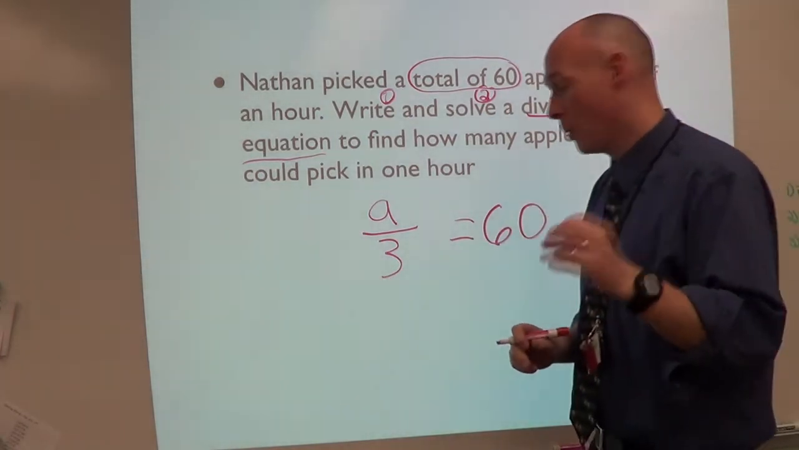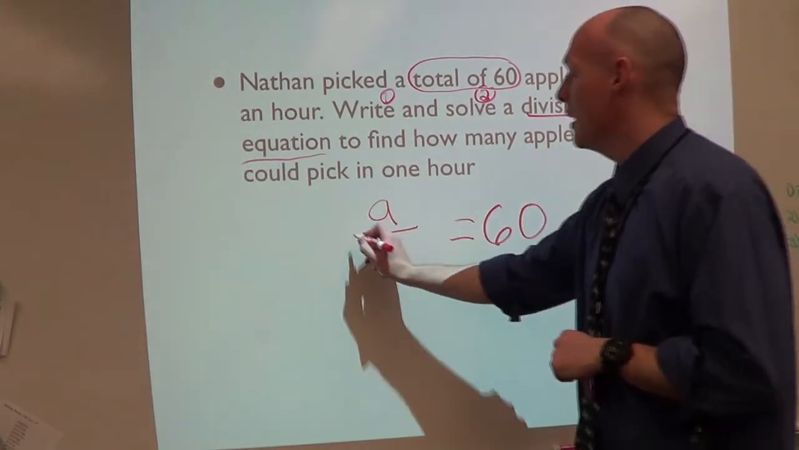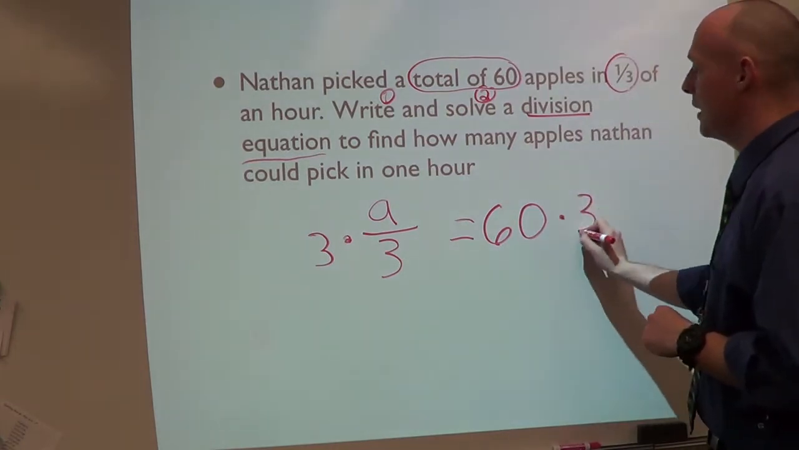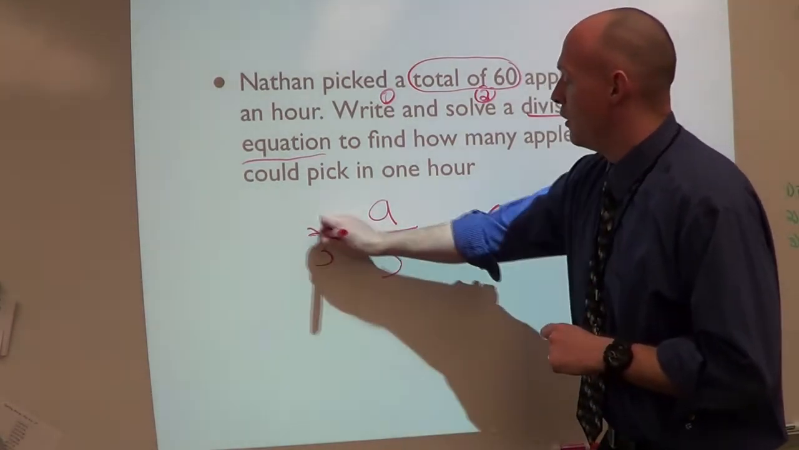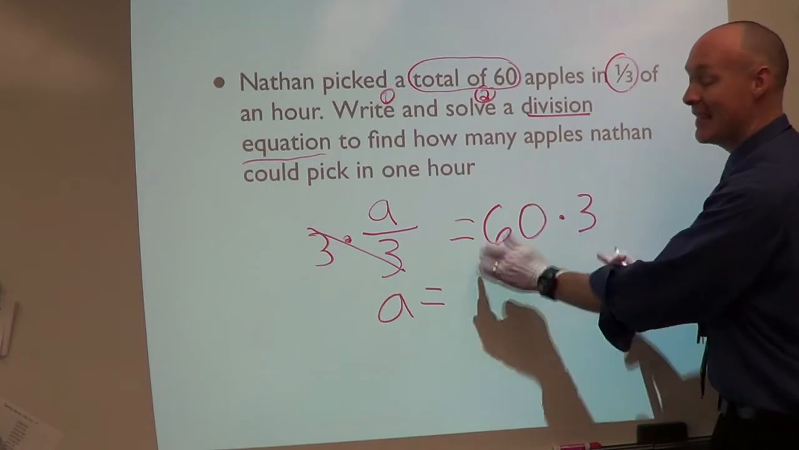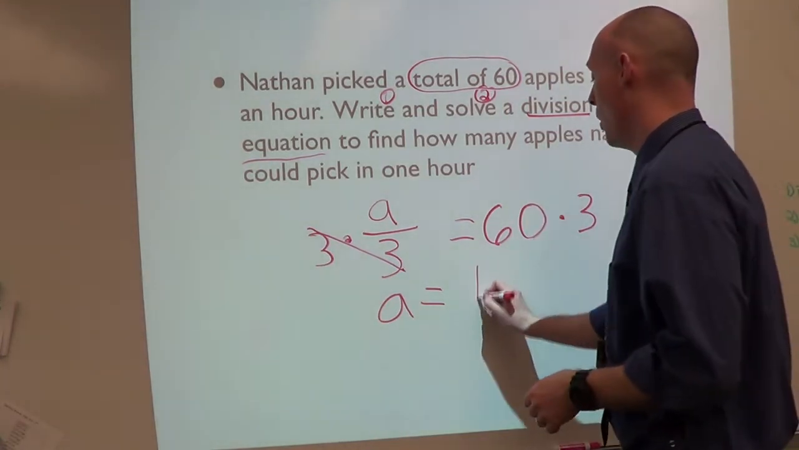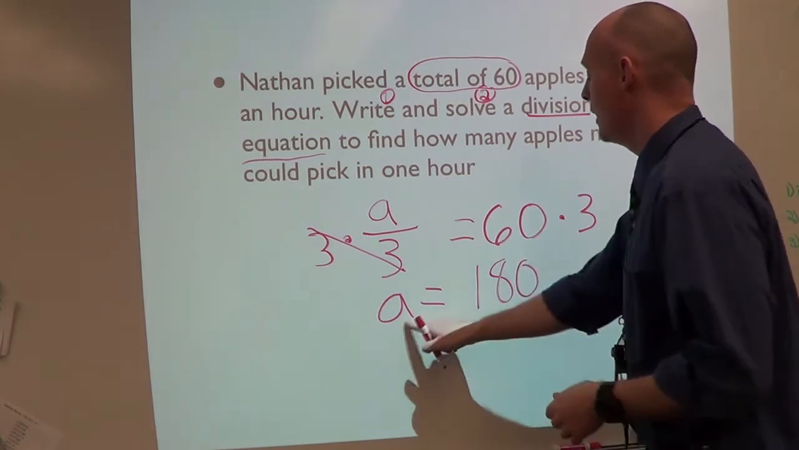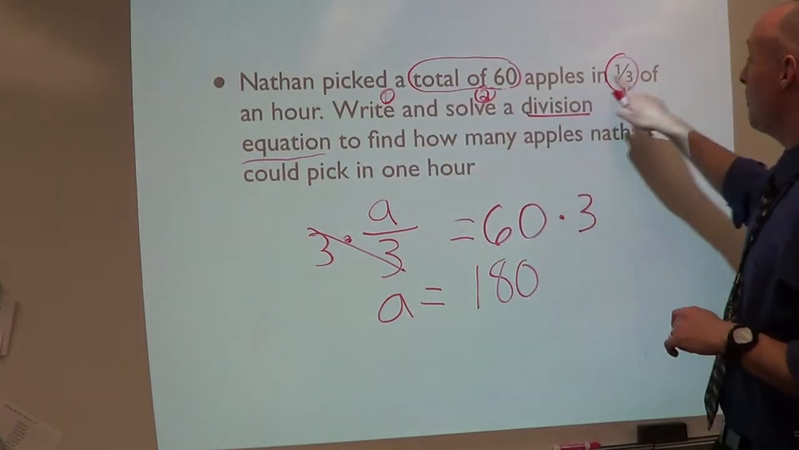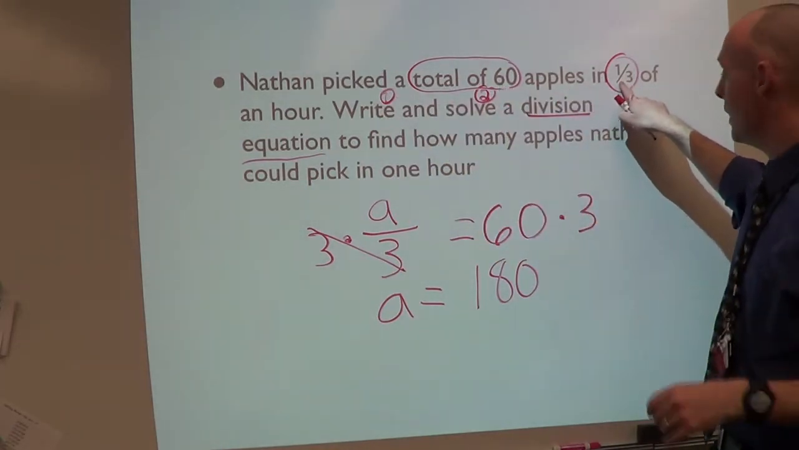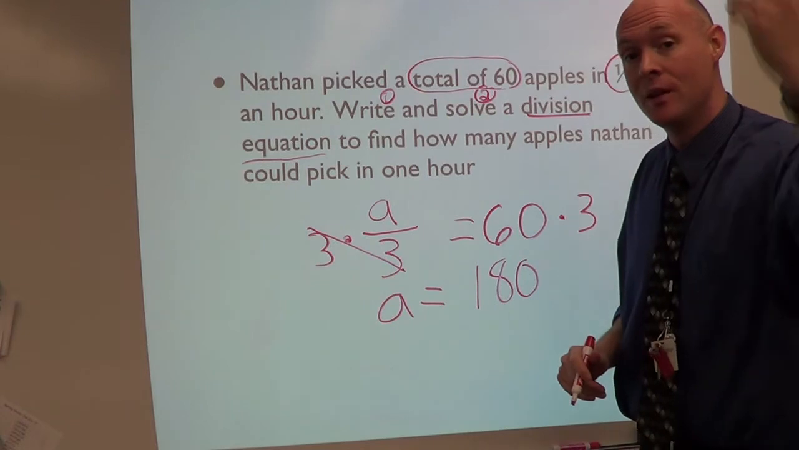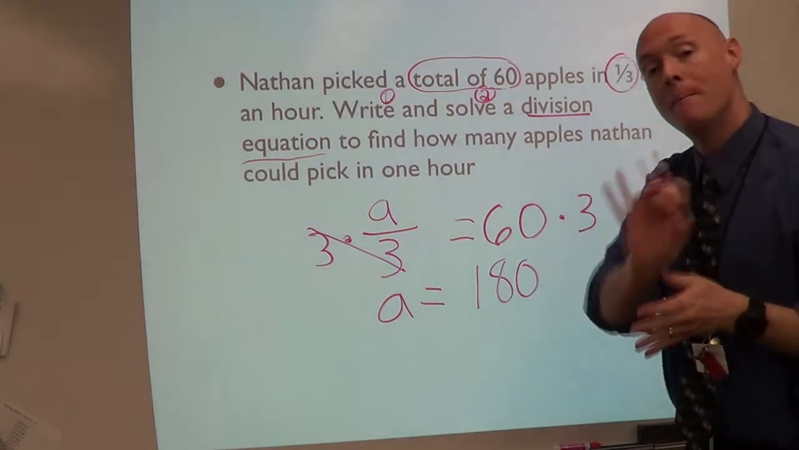So let's see if this will work. Because that is divided by 3, I have to multiply by 3 to get rid of it. And over here I have to multiply by 3 as well. Those cancel each other out, leaving just A equals, I know 6 times 3 is 18, add a 0, 180. A equals 180. Now let's see, does that make sense? If he picked a total of 60 apples in 1/3 of an hour, doesn't that say that he just did 60, and then another 60, and then another 60 to get 180? It does. So it makes sense.